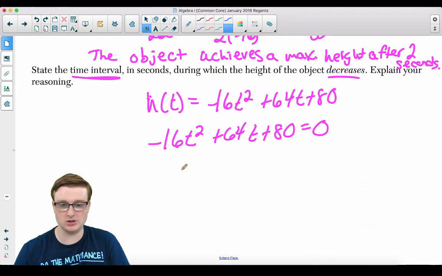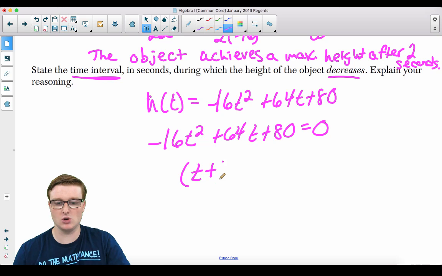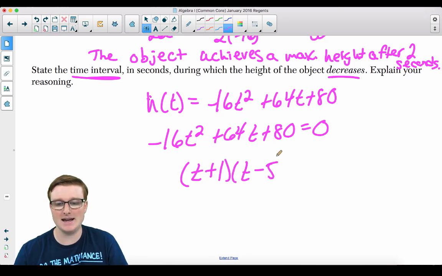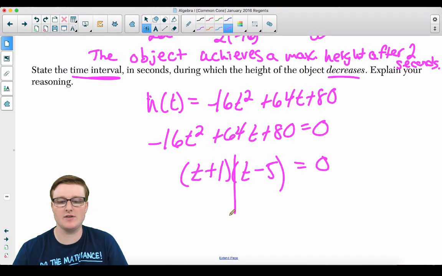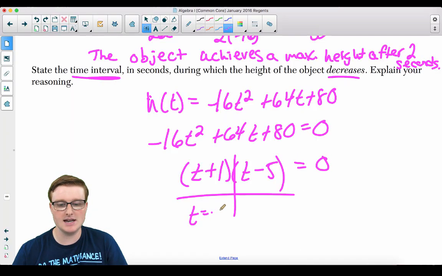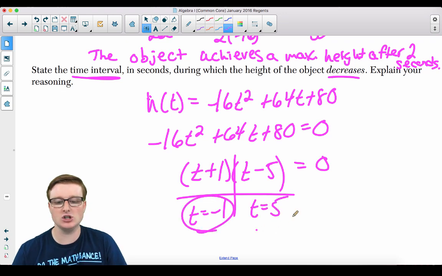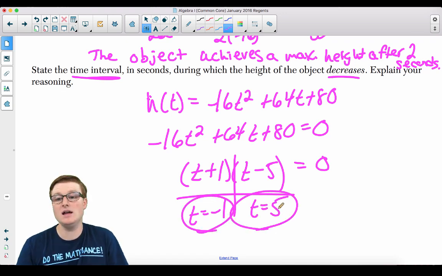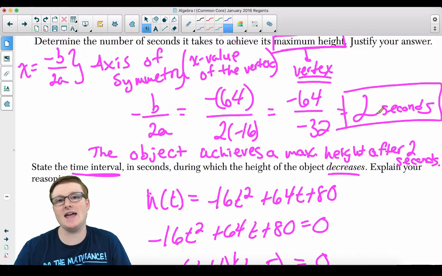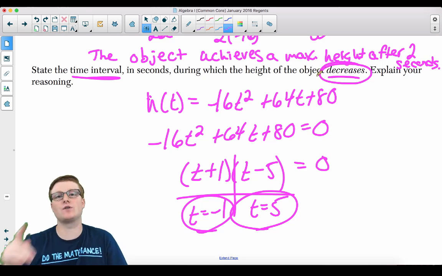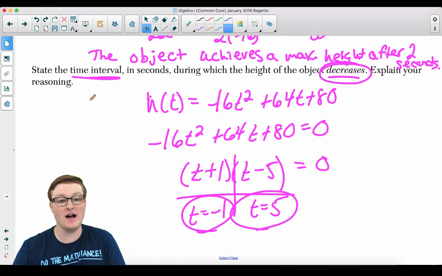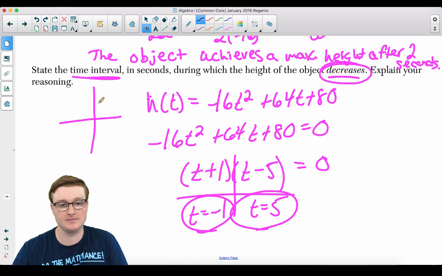So that means, folks, that this is going to be t plus 1, t minus 5 equals 0. So that means that t is equal to negative 1 and t is equal to 5. These are the seconds, okay? Now, I just said that it achieved its maximum height after 2 seconds. It's decreasing on the interval from 2 to 5. Because if you were to draw a parabola, it's saying from 2 all the way down to 5. This is your decreasing interval.